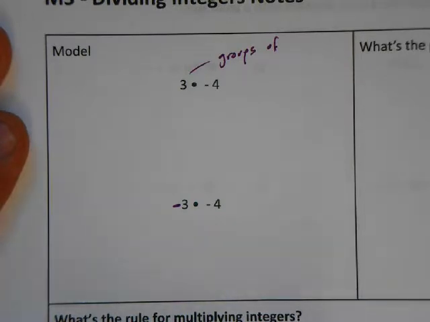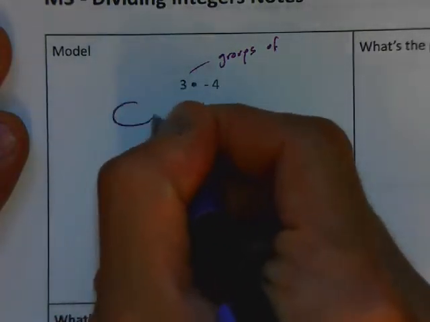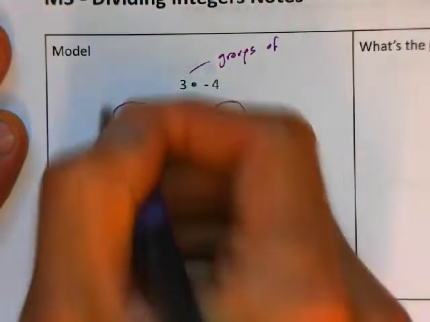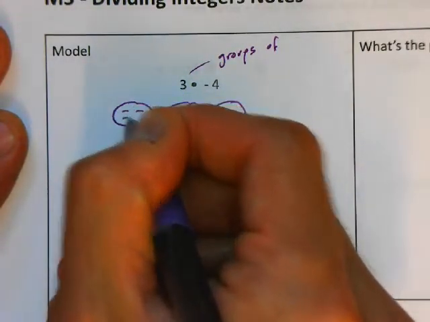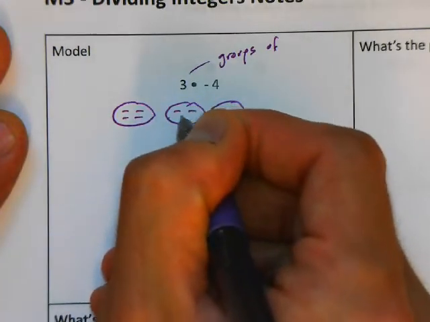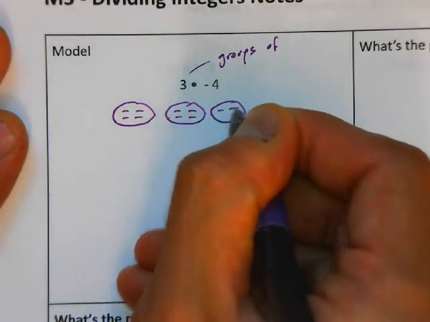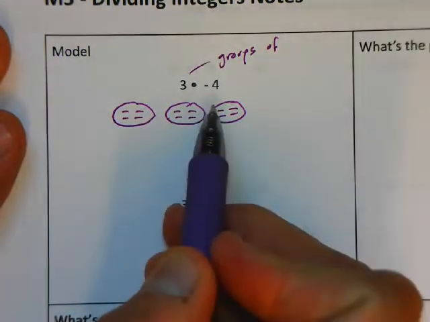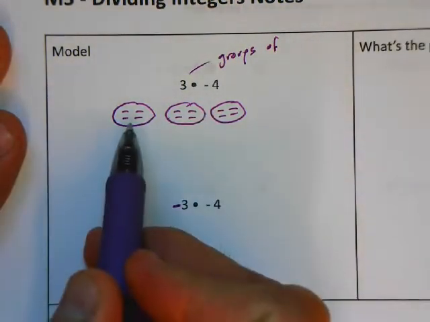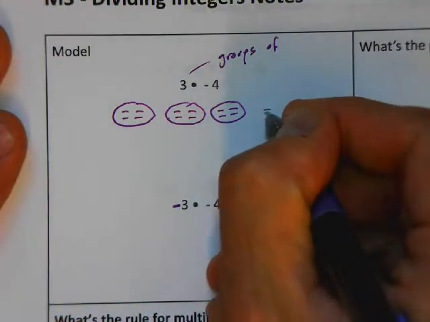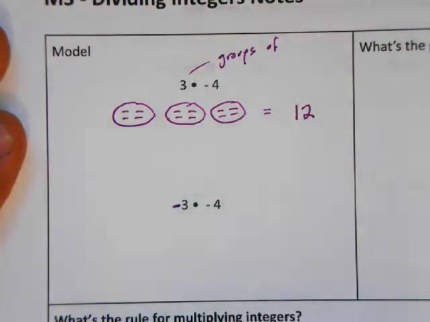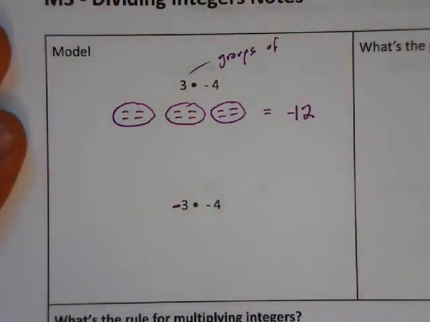One way that I can model this is showing 3 groups of 4 negatives. I'm just going to draw negative symbols in there for my 4 negatives because I don't have my colored pencils handy. If I've got 3 groups of negative 4, it makes sense that I've got 12 total, but they're not positives, they're negatives, so it's negative 12.